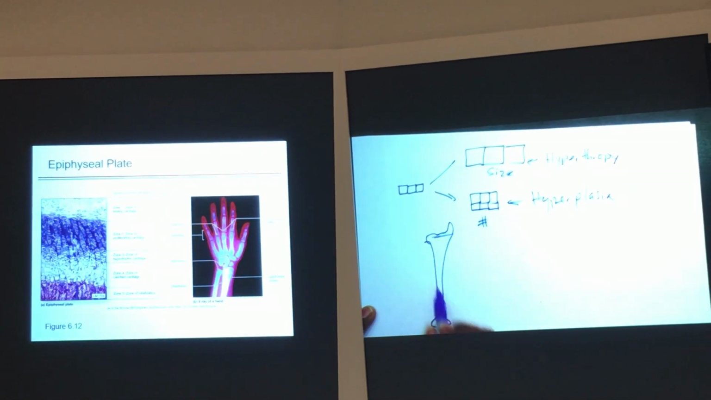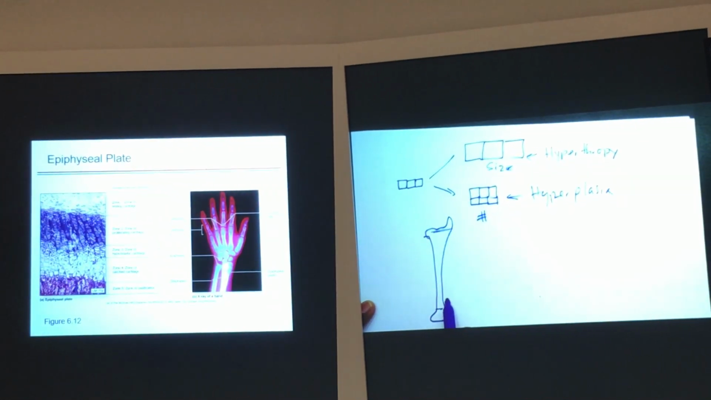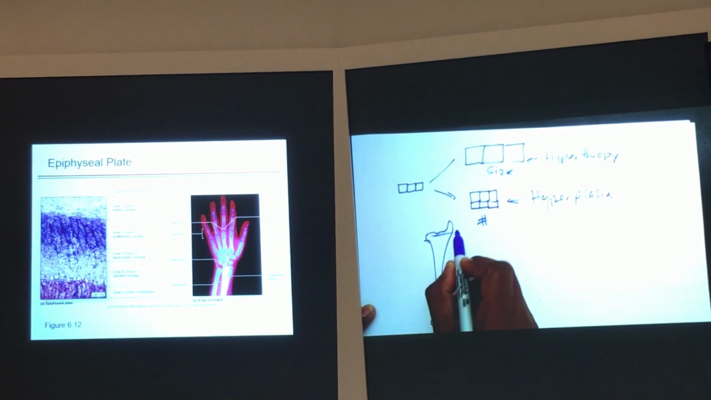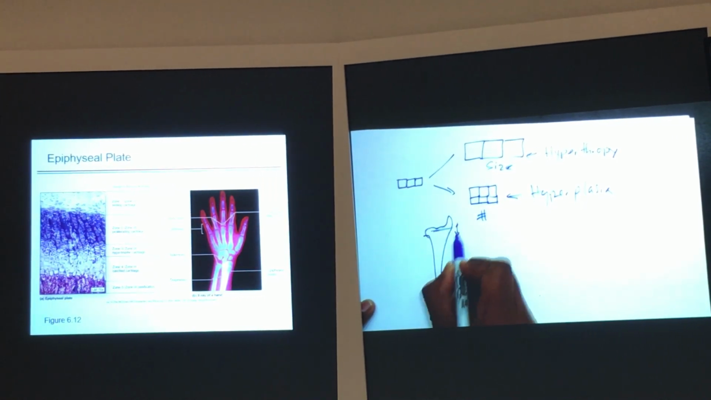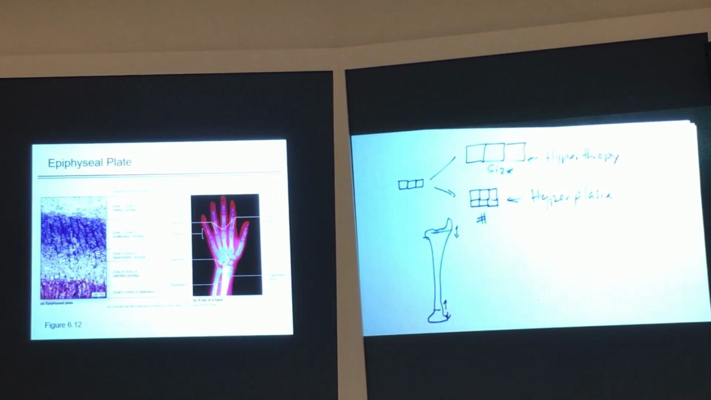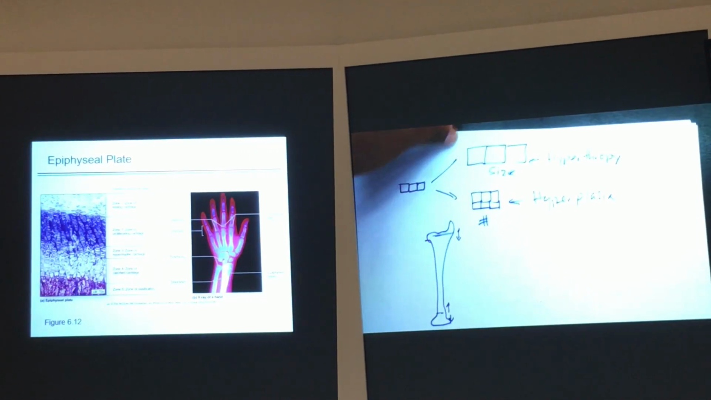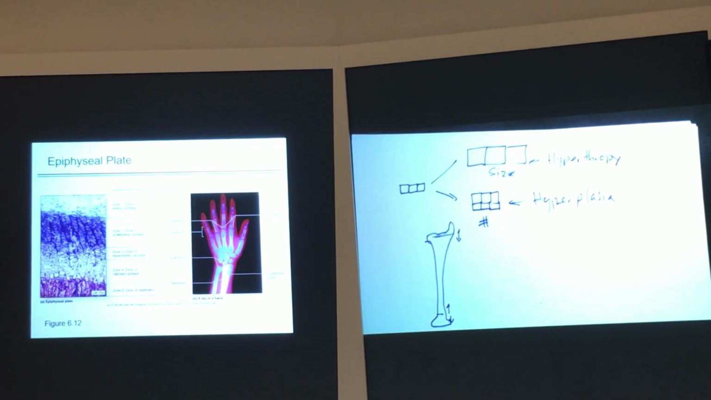So it happens here, it happens here. So here you grow this way, you grow this way. Here, you grow this way, you grow this way. On both sides, the bone increases. As a result, this bone goes both directions.